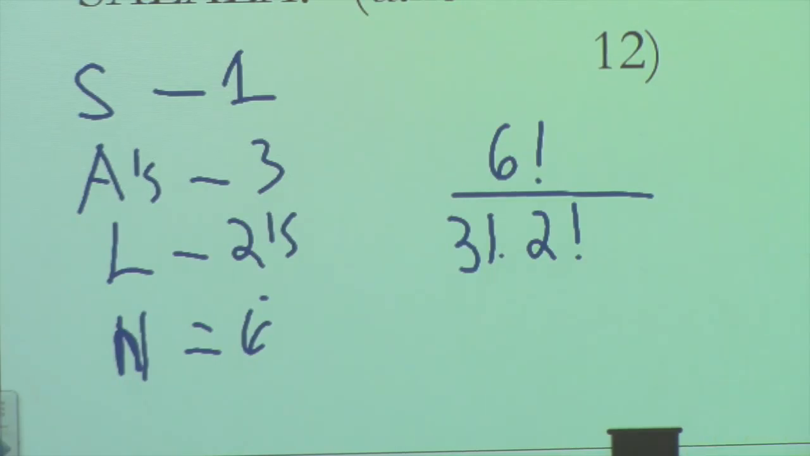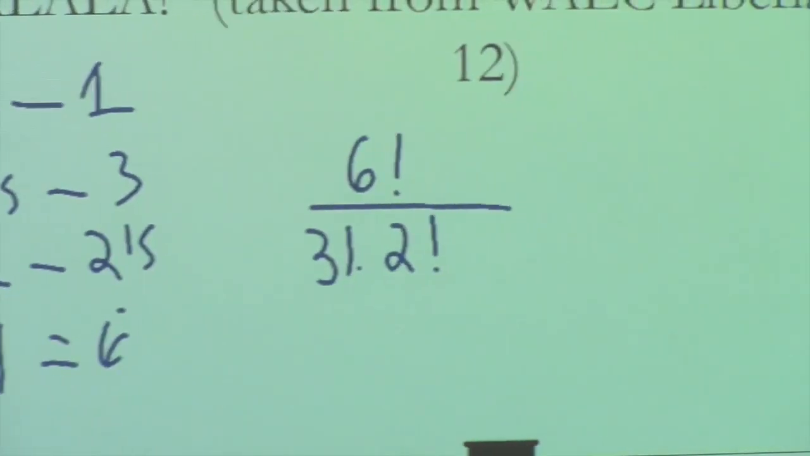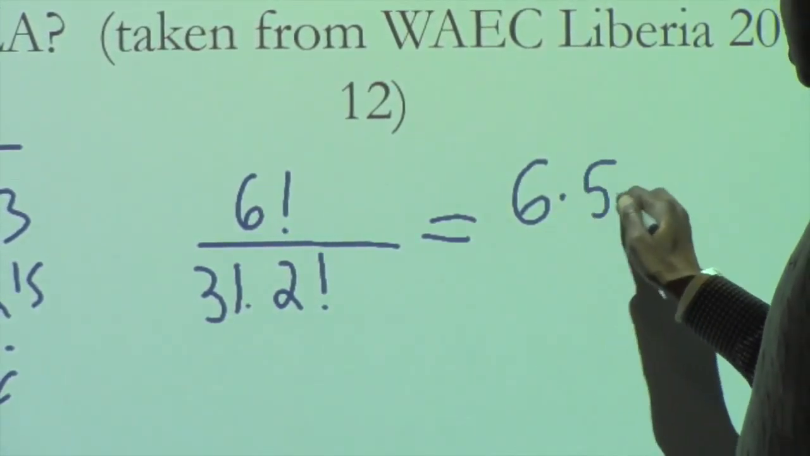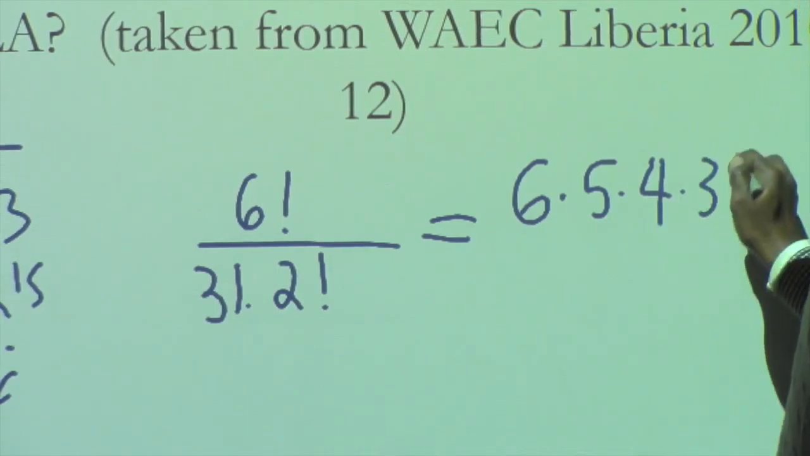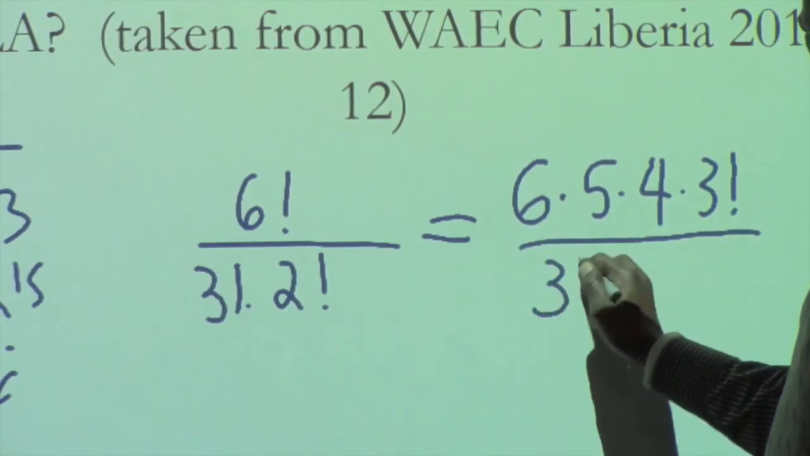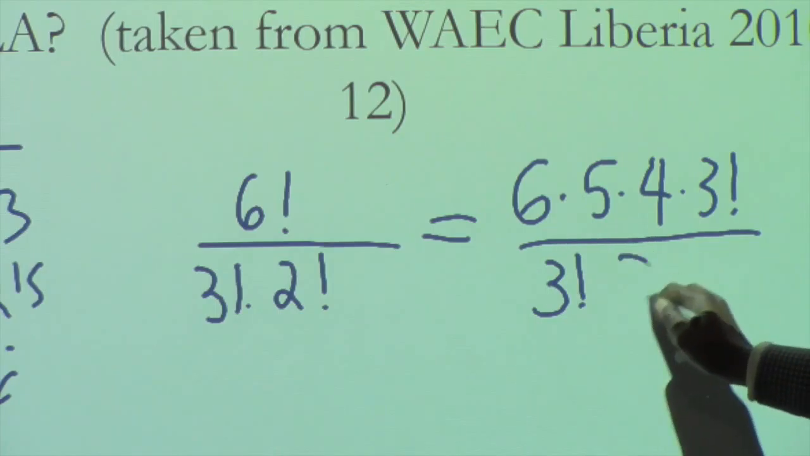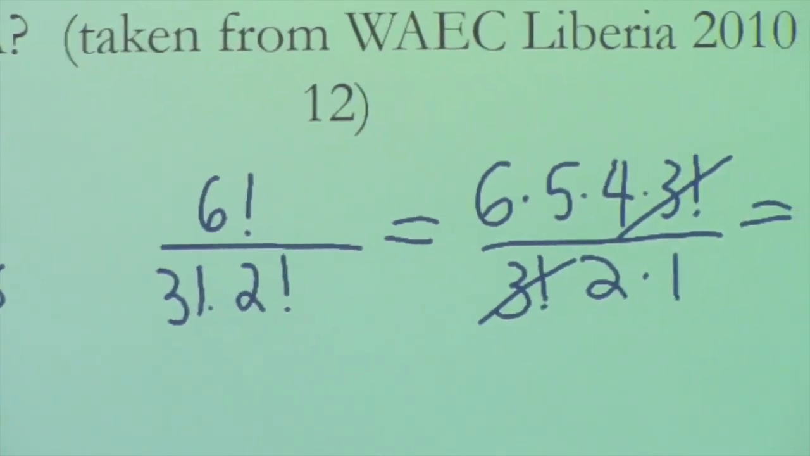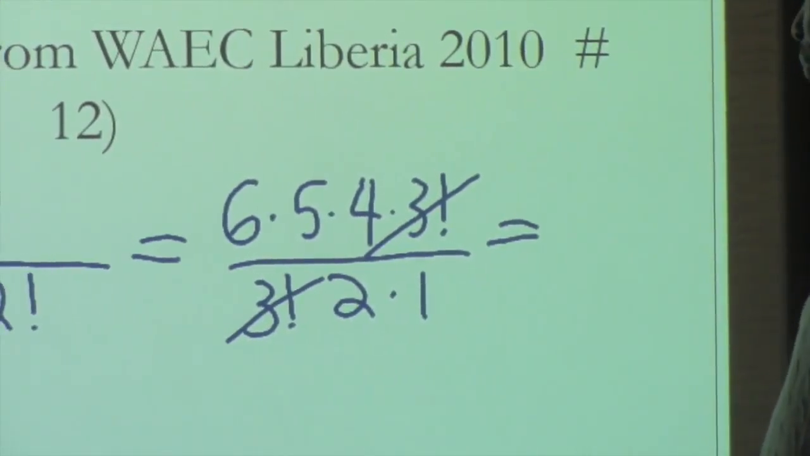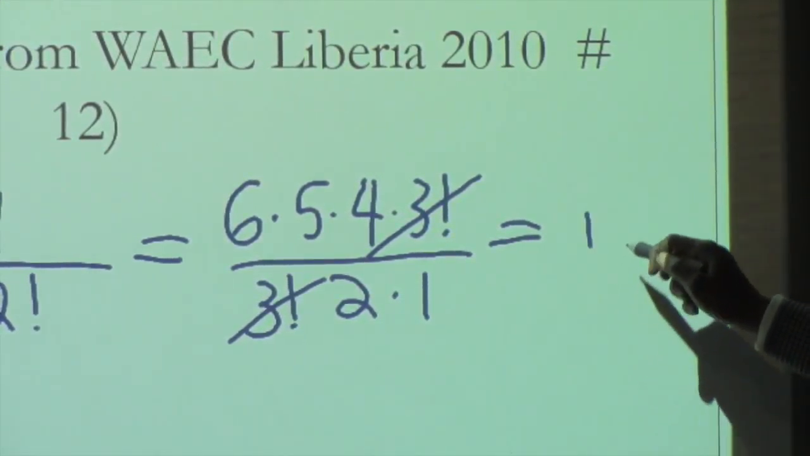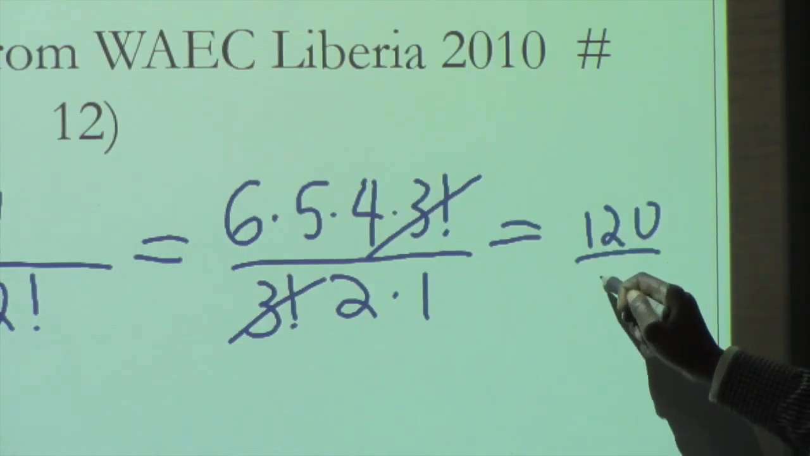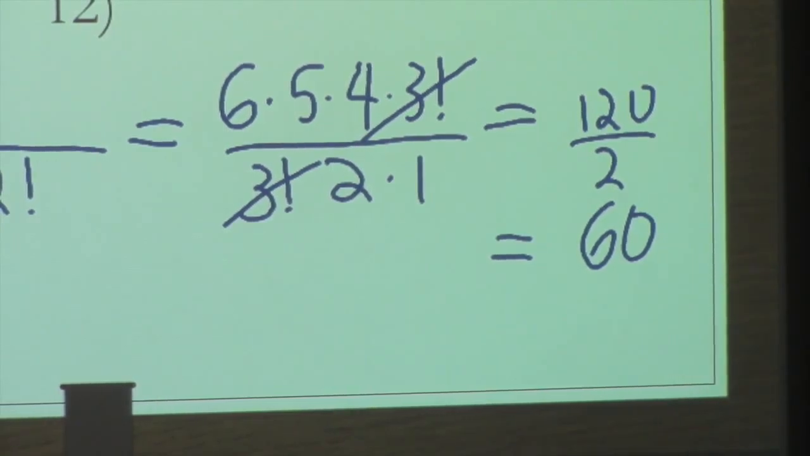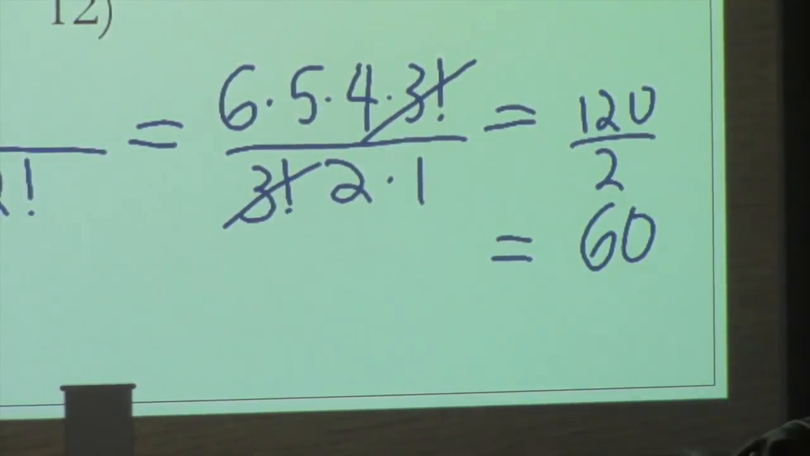So let's do that. Does it make a difference? So what do we have here? Again, we use simple computation, 6, 5, 4, and I will stop at 3 factorial because I see a 3 factorial down there I can cancel that way, and then I'll do 2 times 1. So that will cancel. I will have 6 times 5, that's 30, times 4, that's what, 120. 120 over 2 times 1, which is 2, and then I will have what? 60 different permutations here.